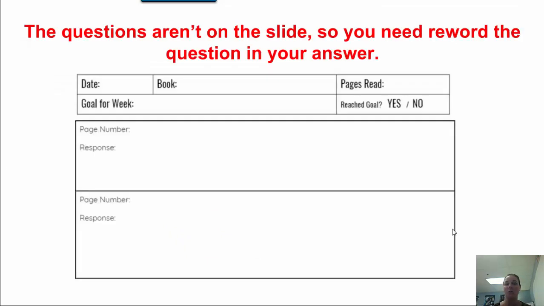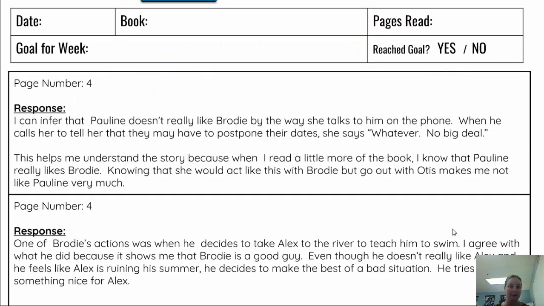Now, notice the questions are not on the slide. So what I expect you to do is to reword the question in your answer, and I'm going to look for that. That's kind of going to be part of how you're graded on this. I should be able to tell what the question was from your answer. So let's take a quick look at what that might look like.